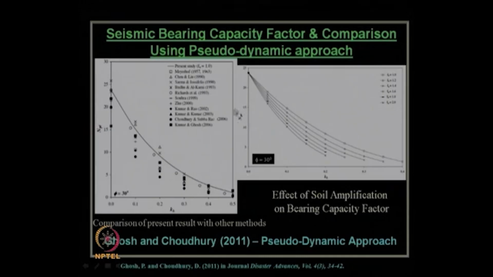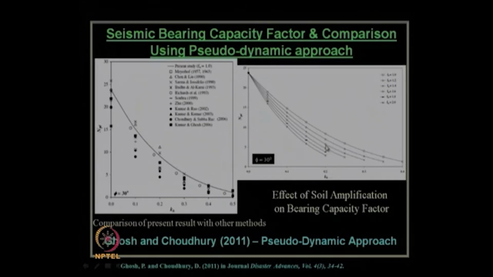What does it mean? Your design value of this bearing capacity factor is significantly reducing when there is an increase in the amplification factor in the soil. So, this aspect we cannot incorporate in our pseudostatic analysis. So, suppose at a region, from the Eurocode, you are using the known value of the amplification factor based on the site condition, say it is 1.4, and the kh value, say it is given as 0.2, or you have determined it from your seismic hazard analysis, etc.